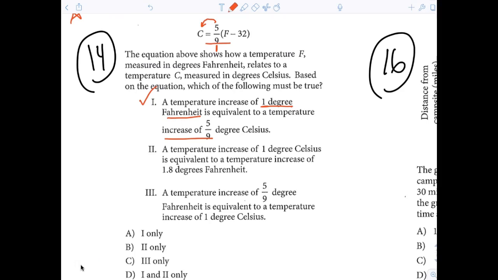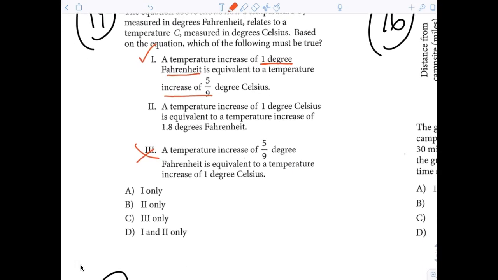Now keep concentrating. How do I know that 3 is not correct? Because it's the same, right? If 1 is changing by 5/9 and the other changes by 1, that same relationship can't apply to the other one. Do I agree with that? So I knew right off the bat that it had to be either 1 or 3. It couldn't be both. So I know it's not 3. Now if 1 is true and 3 is not true, I do have to check number 2.